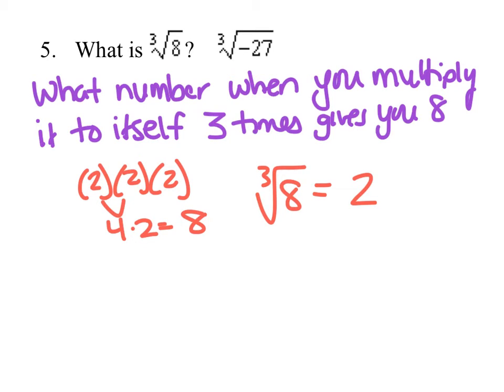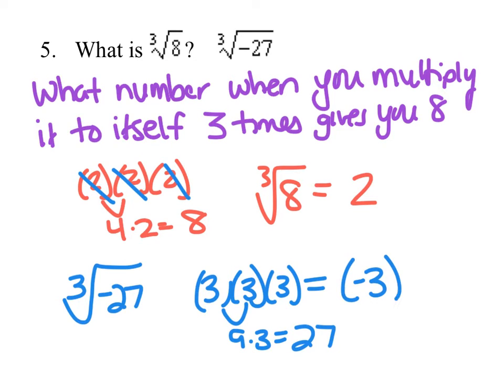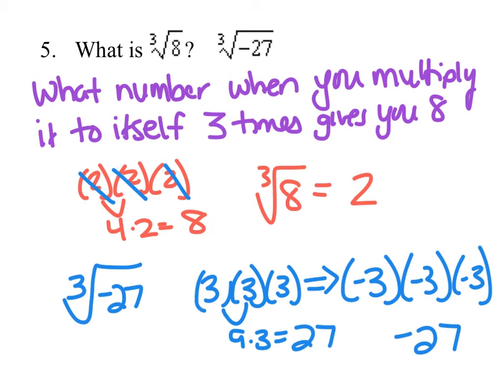Okay, now they want us to do the cube root of negative 27. So if 2 times 2 times 2 is 8, then I know 2 is not going to be an option. So let's try the next number up. 3 times 3 times 3. If I do that, I get 9 times 3, which is 27. But this was a negative 27, which means that's got to be a negative 3. So negative 3 times negative 3 times negative 3 would result in a negative 27. So the cube root of negative 27 is negative 3.